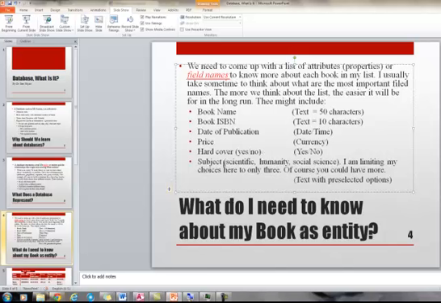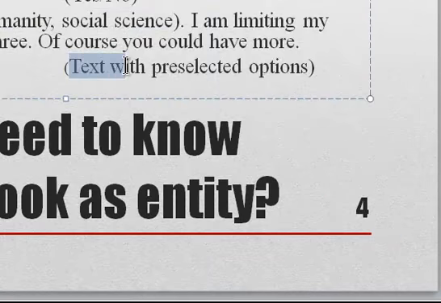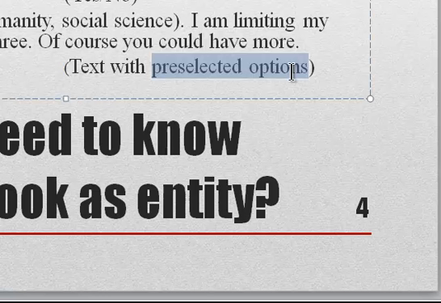Of course, subject, we have preset values that I'm going to limit to scientific, humanity, and social science. Of course, you could go a lot more than that, but instead of using text, I'm going to use a pre-selected option, which we call lookup wizard. So if you read your books, you'll be able to understand what we're talking about here.